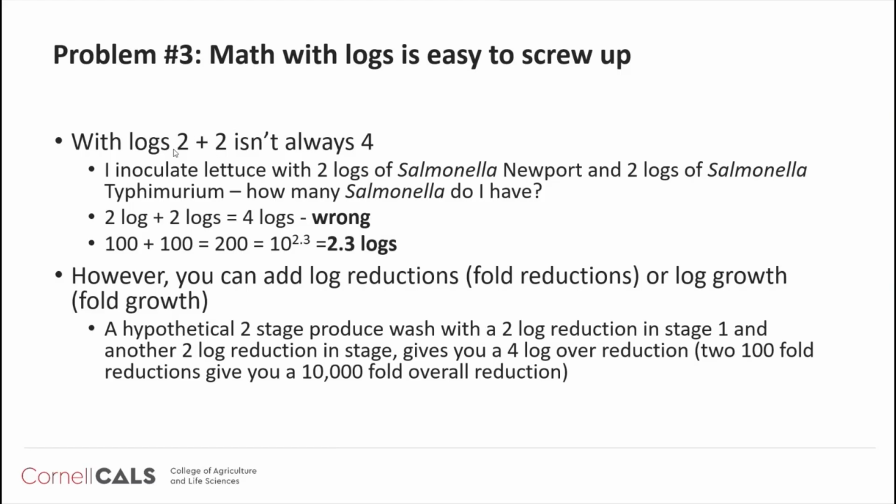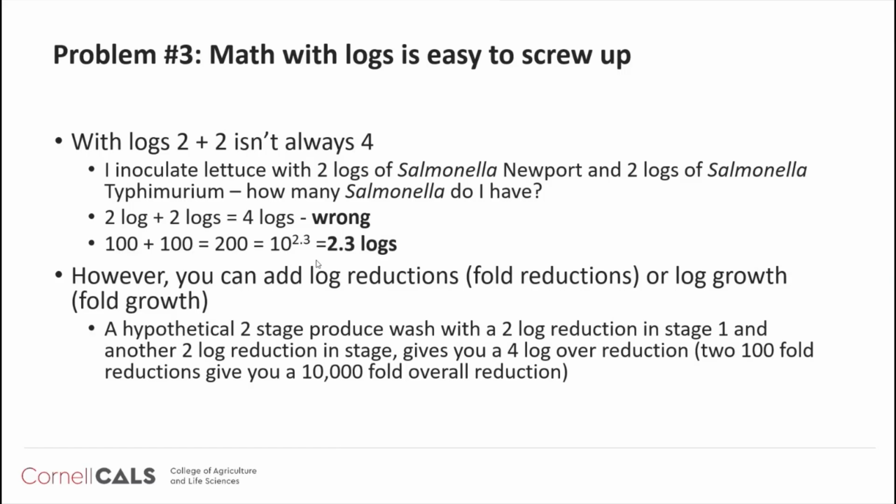For example, if I were to inoculate a product with 2 logs of Salmonella Newport and 2 logs of another Salmonella, how many Salmonella do I have? I don't have 4 logs. I actually have 200, which is 2.3 logs. So 2 logs of microbes is really 100 plus 100 equals 200. So when people do math with logs, very often errors sneak in that might be very difficult to detect.